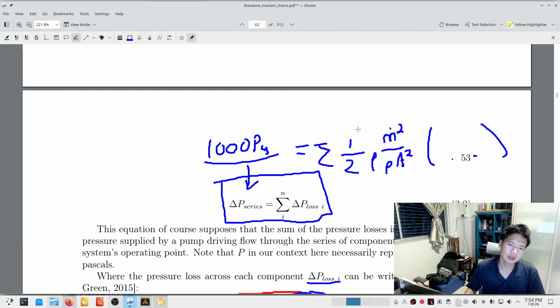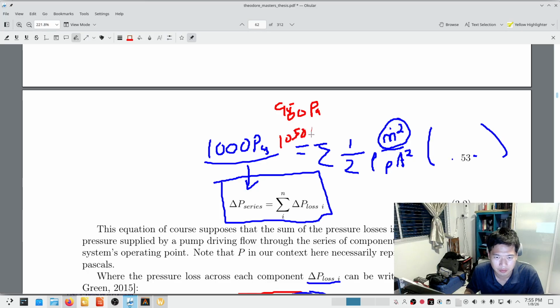Basically, I try to guess the mass flow rate here, and based on many guesses of the mass flow rate, I guess and check. Maybe my first guess of the mass flow rate gives me 950 pascals. The next guess gives 1050 pascals, and I keep guessing back and forth until I make sure that the mass flow rate here is the correct mass flow rate that gives me the loss term of 1000 pascals.